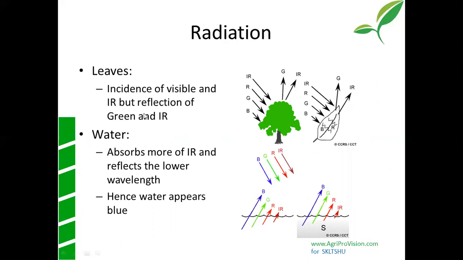So when you are talking about it, it could be a reflection of green light or infrared light, which is what you normally see in your leaves. But in the case of water, water absorbs more IR light and reflects only the lower wavelengths of light. Basically, ultraviolet radiation and such are being reflected back by water. So that's the reason why, when you have light reflected onto the sea or anything, you see a blue color, because the reflectance is only towards the lower wavelengths.